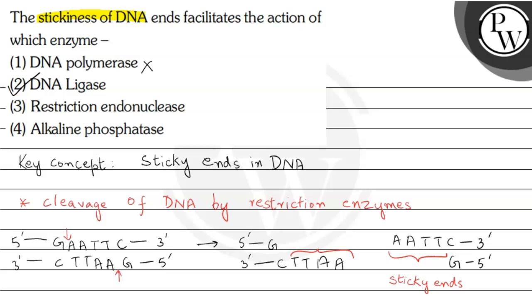Now the third option given is restriction endonuclease. Again, this won't be the answer because restriction endonuclease cleaves and forms the sticky ends and does not facilitate. So the sticky ends do not facilitate the action of restriction endonuclease. Now the fourth option says alkaline phosphatase. Again, this is incorrect because phosphatase enzyme is responsible for removal of phosphate group and is not in any way responsible for joining of the two DNA fragments.